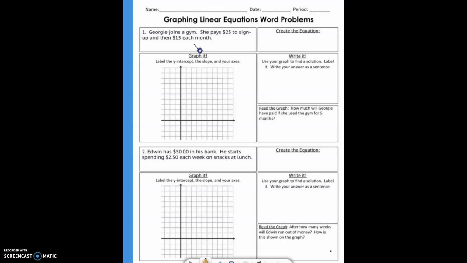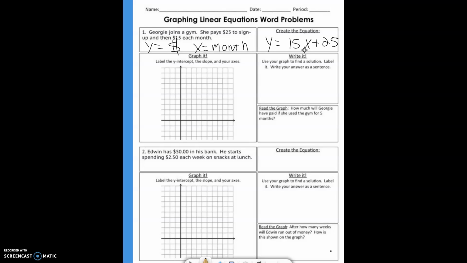So X, we'll make that the months, and then Y, we'll make that the cost, how much she's going to wind up paying. And I'm going to put this in slope-intercept form. So Y equals the cost. She's starting off with 25 bucks, so that's her starting point, and she's paying $15 for each month of going to the gym.